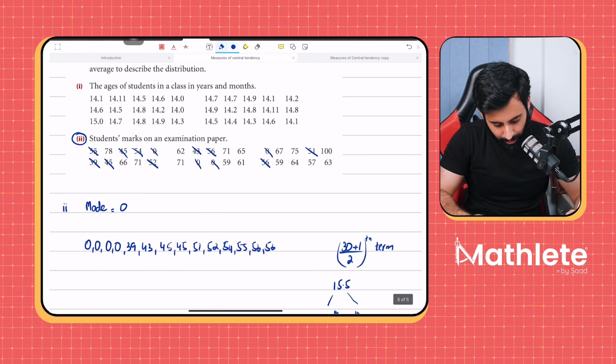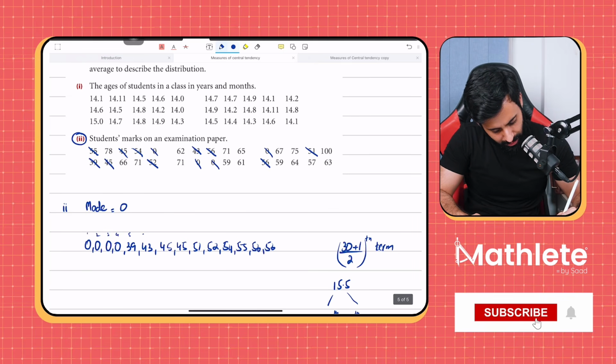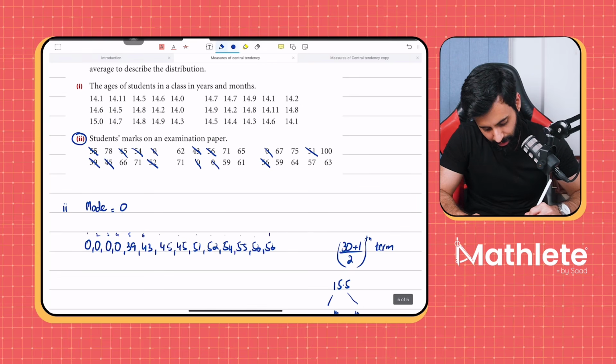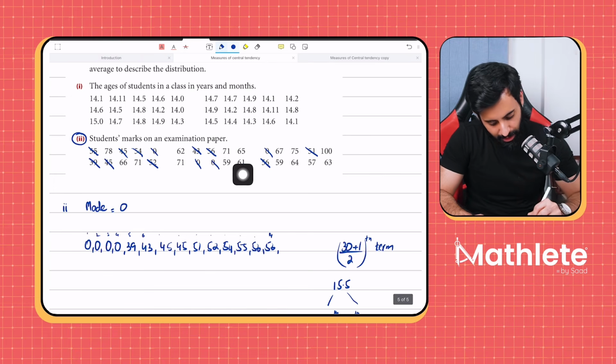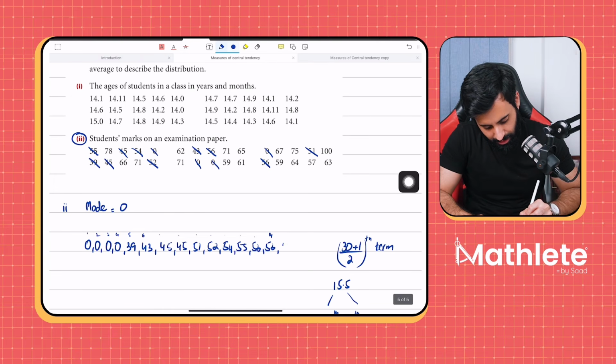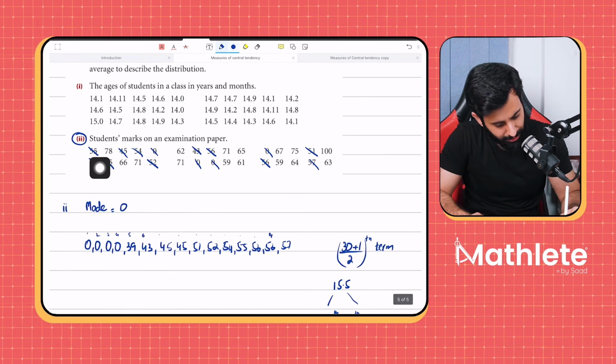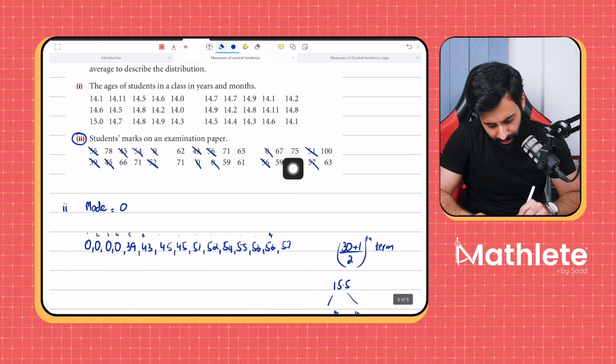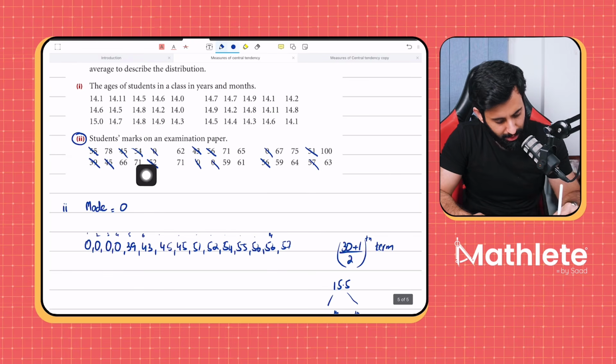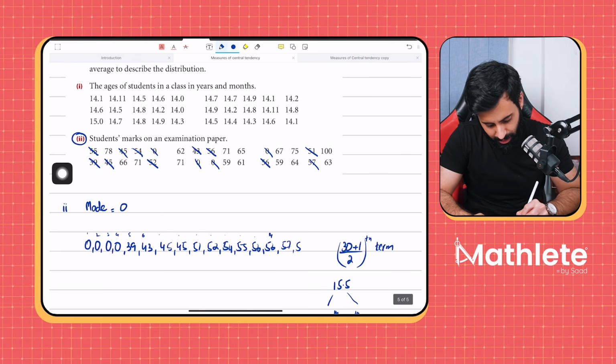Yes. Okay. Then let's see how many terms we have. 1, 2, 3, 4, 5, 6, 7, 8, 9, 10, 11, 12, 13, 14. Okay, so we have 14 terms. That means we just need 2 more terms. So after 56, what do we have? We have 57. So let's cross that out. After 57, what do we have? Do we have 58? No, we don't have 58. But do we have 59? Yes, we have 59, which occurs twice.